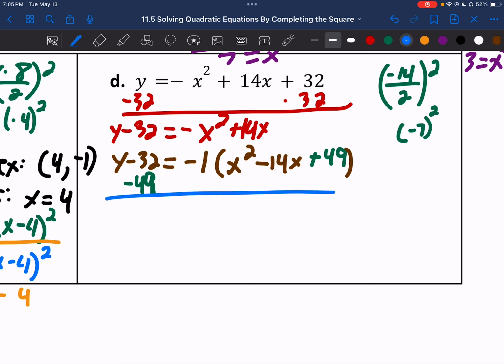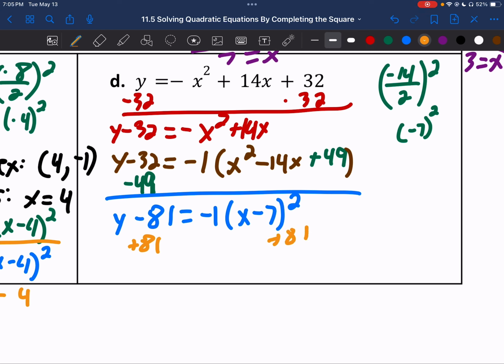Now what do we do? Well, negative 32 minus 49 is y minus 81 is equal to negative 1, or just negative, x minus 7, the quantity squared. And our final step is going to be to add 81 to both sides. And we get y is equal to negative x minus 7 squared plus 81.